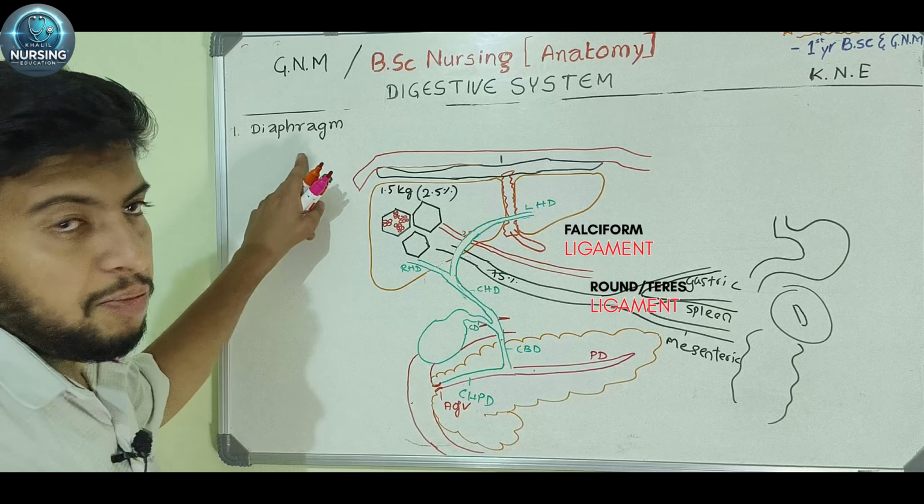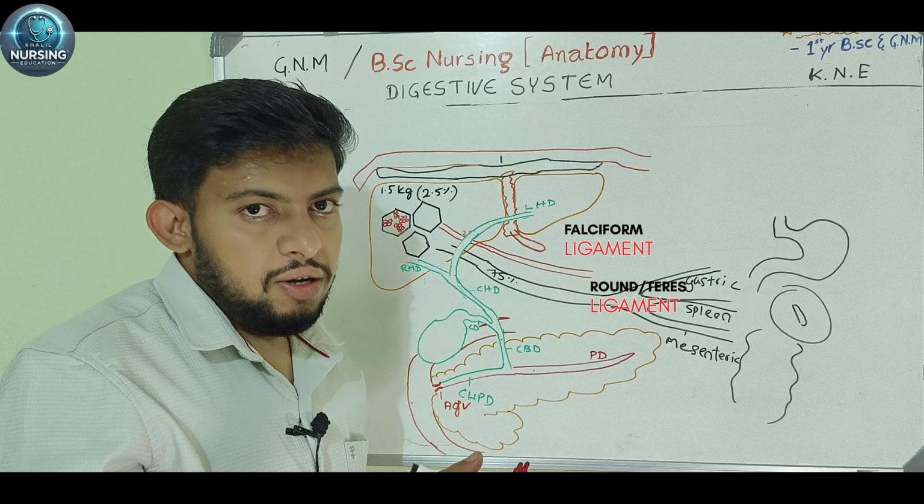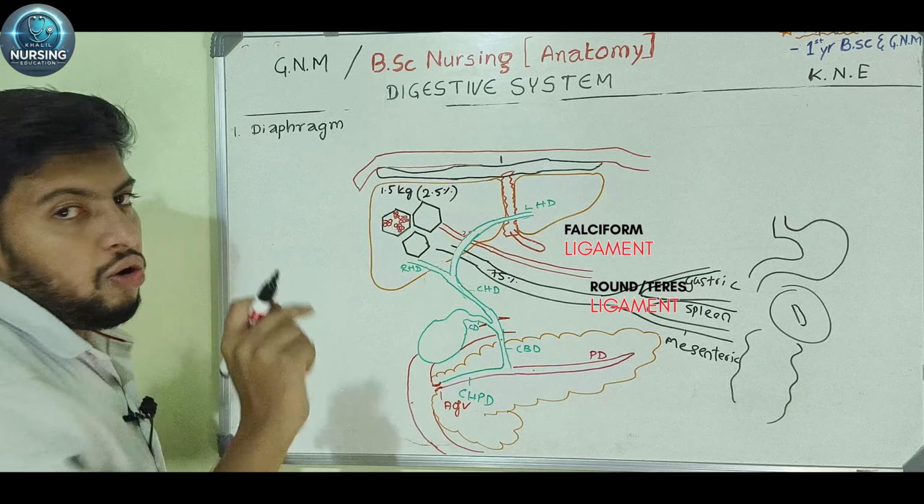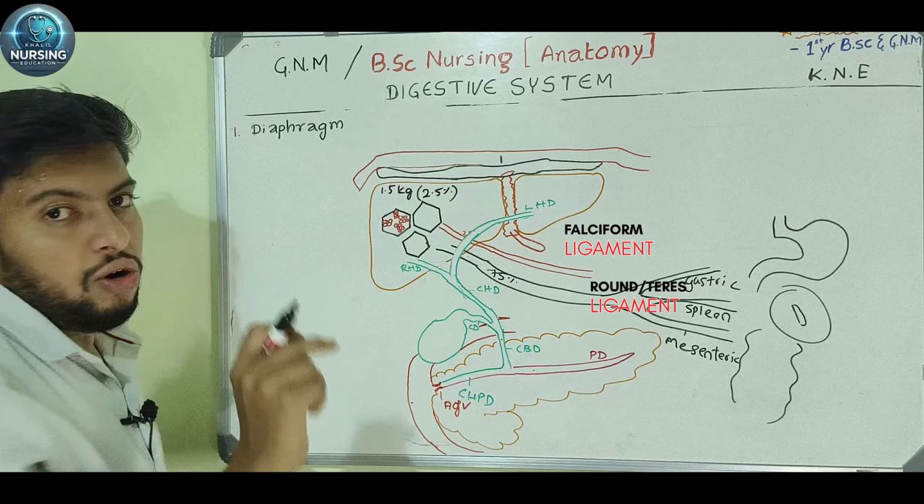That bare area also has the coronary ligament, and this one, the triangular ligament. This one will be called the left triangular ligament. This one is the right triangular ligament, and this one is the coronary ligament. Clear? So I will mention this is the 2, this is the 3, and this is the 4. Okay, so the second one is the coronary ligament.